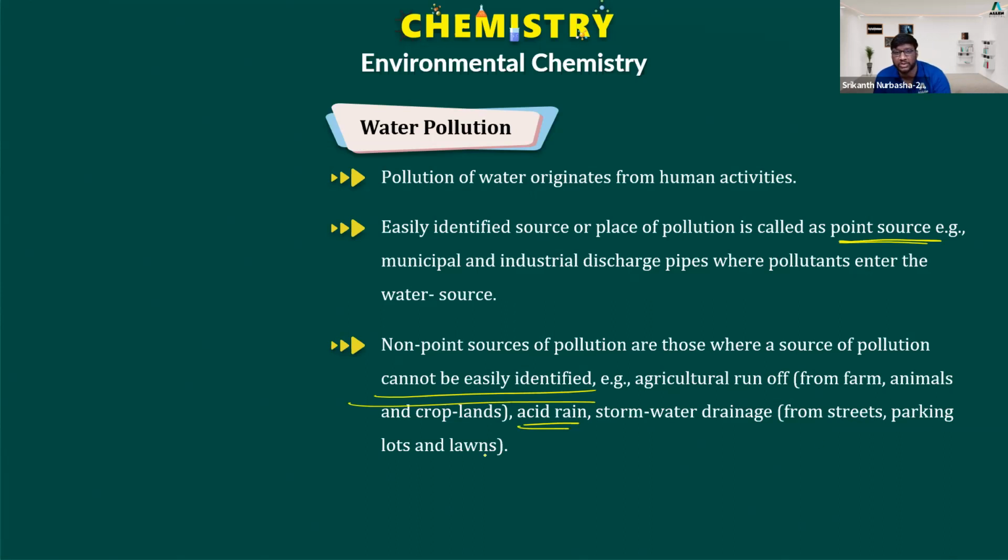Yes or no? Point source and non-point source are two different points from where you can have the water pollution. Point source means where you are seeing the municipal and industrial discharge pipes where the pollution enters the water source. That is a single point where the pollution is happening. Non-point sources are not like a point source. They are not identifiable easily. Different reasons and different activities can be leading to the respective water pollution from the non-point source perspective.